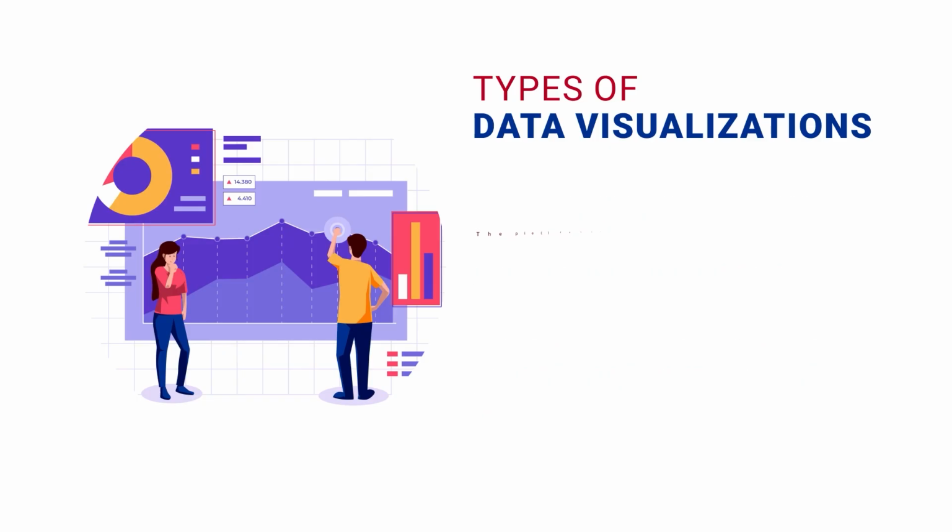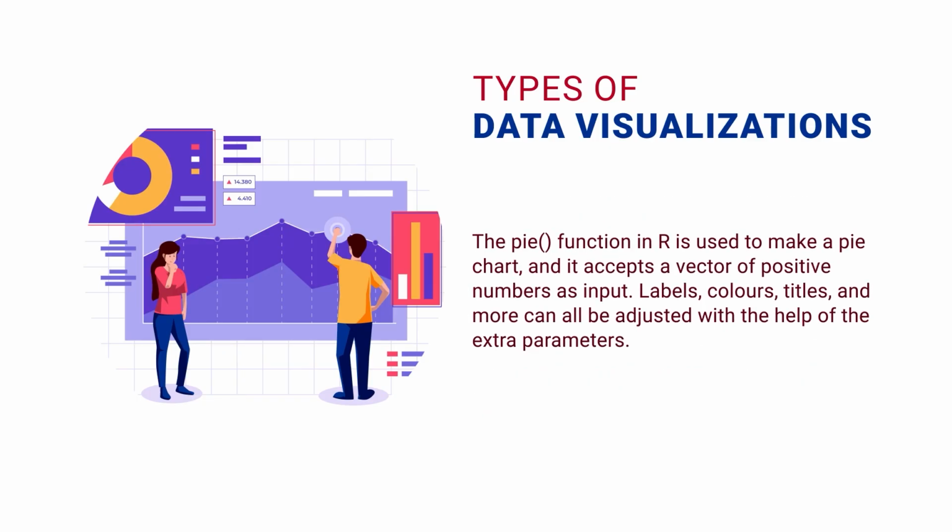The pie function in R is used to make a pie chart, and it accepts a vector of positive numbers as input. Labels, colors, titles and more can all be adjusted with the help of extra parameters. You can change the labels, the colors, and also the titles, which are available in the parameter part of the pie function.